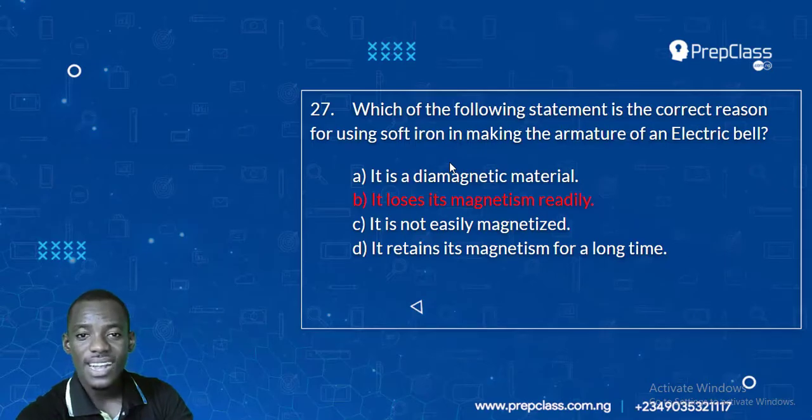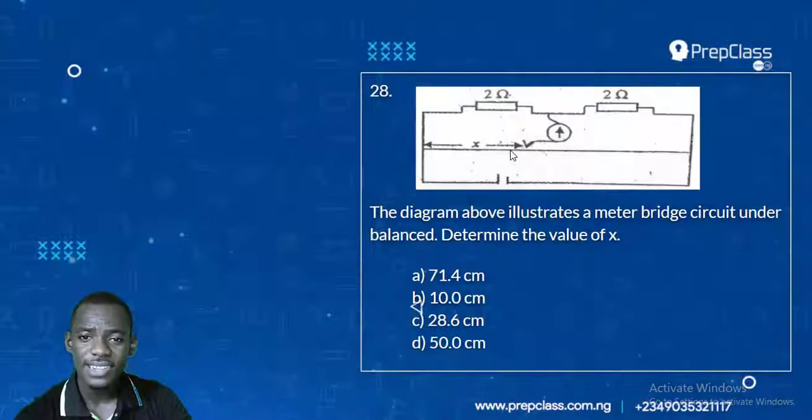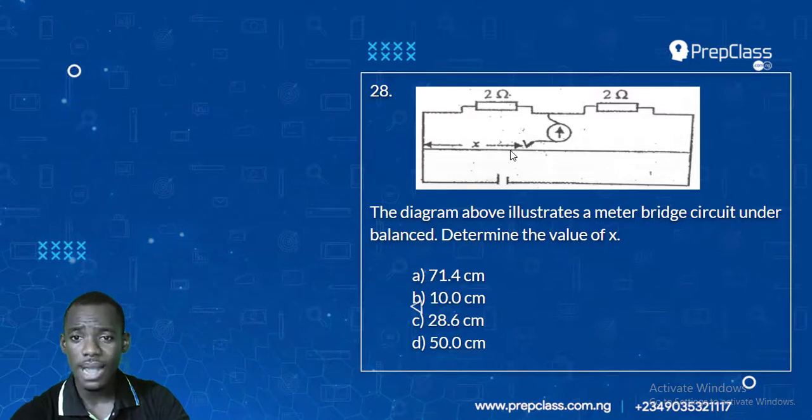Okay, good. So let's check out number 28 now. Number 28 says do a drawing, and this drawing is a meter bridge, as you can see. Now the diagram above illustrates a meter bridge circuit under balance. Determine the value of x.